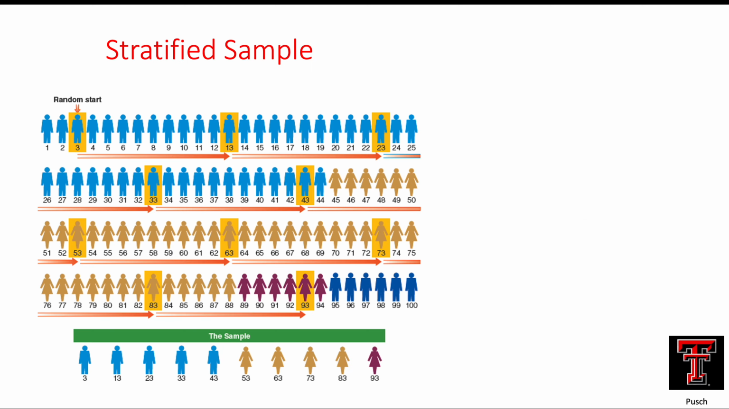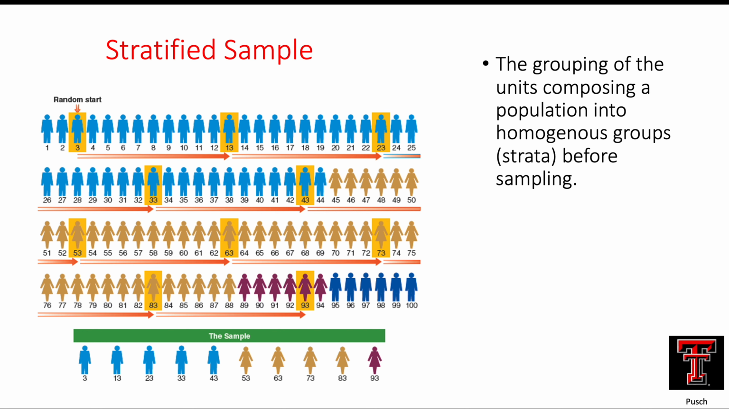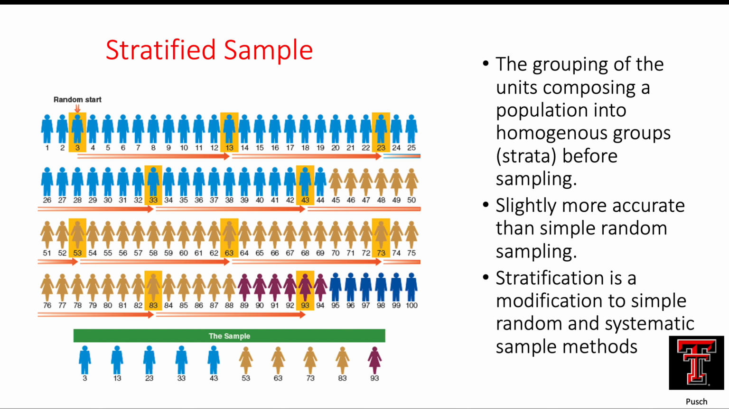Stratified sample. This one is going to be a little bit more accurate than the last two. This is when you group the units composing a population into homogeneous groups before sampling. The stratification is a modification to simple random and systematic sampling methods. So for example, maybe with our Texas Tech students, we want to group them by major. We group those units by different majors, and then do the simple random sampling after that, or the systematic sampling after that.